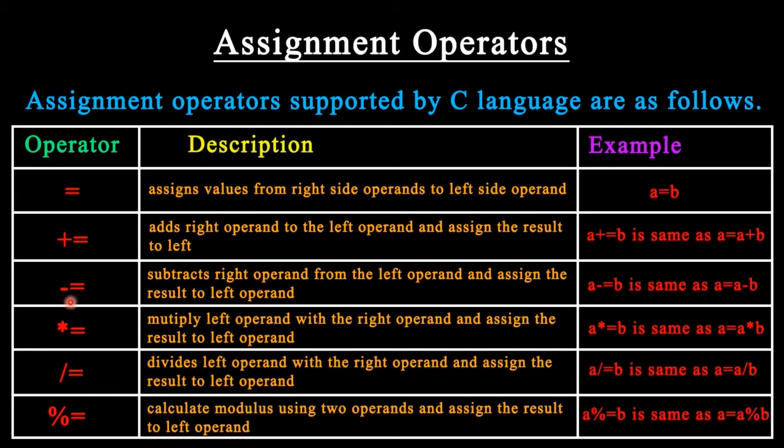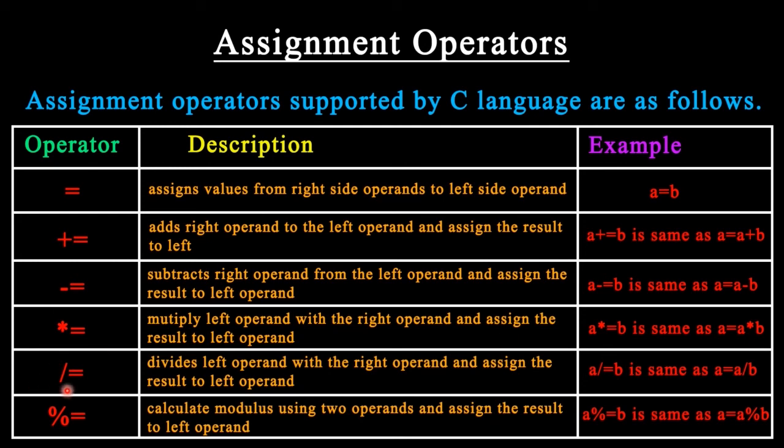Similarly, minus equals. This means subtract the right operand from the left operand and assign the result to the left operand. That means A minus equals B is the same as writing A equals A minus B. Similarly, multiply equals or star equals. What it does is it multiplies the left operand with the right operand and assigns the result to the left operand. So instead of A equals A into B, we can just write A star equals B.